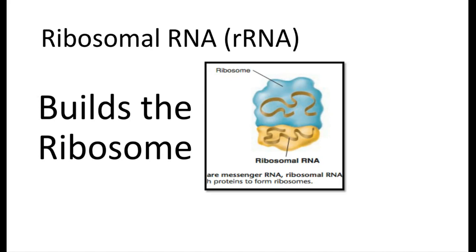Our second type of RNA is ribosomal RNA, mostly written rRNA. And what I want you to know for Bio 1 is it just builds a ribosome. It's where the mRNA comes to attach to. The tRNA comes there as well to drop off the amino acids. So ribosomal RNA makes the ribosome.